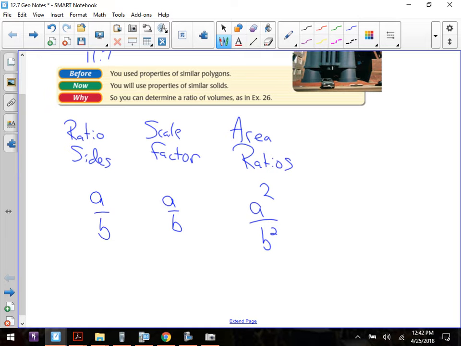Well, today we're going to throw in volumes. Volume ratios are just A cubed over B cubed.